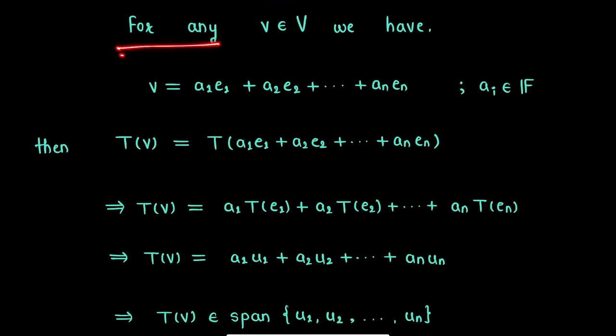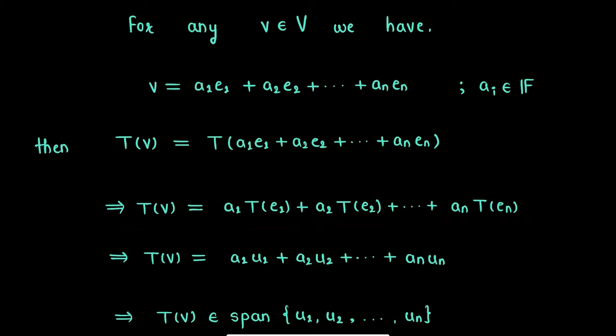Note that any arbitrary vector V in vector space V can be written as a linear combination of basis vectors E1, E2, up to En in a unique way, where the ai's are all scalars from field F and these scalars are unique. Then T of V is equal to T of A1 E1 plus A2 E2 plus and so on plus An En. Using the property of homomorphism, we can write T of V is equal to A1 T of E1 plus A2 T of E2 plus and so on plus An T of En.